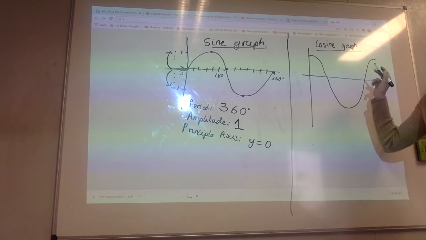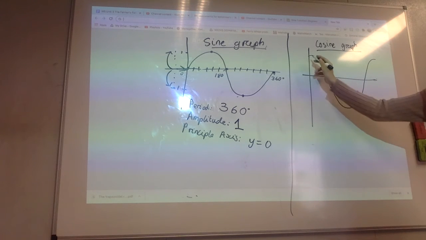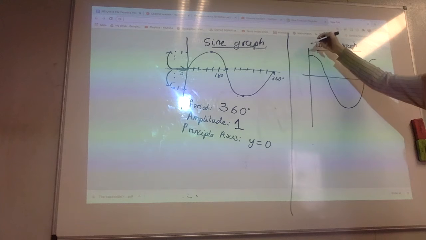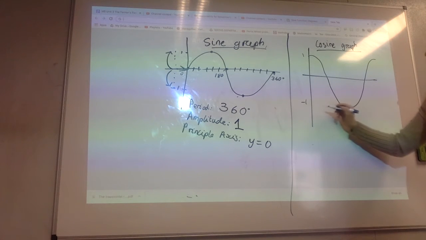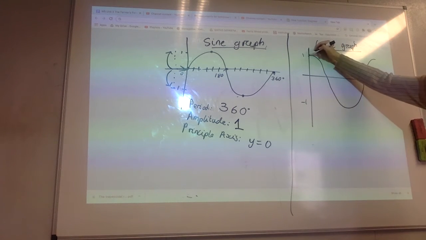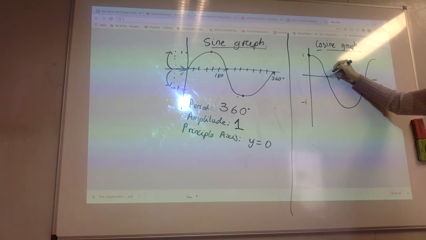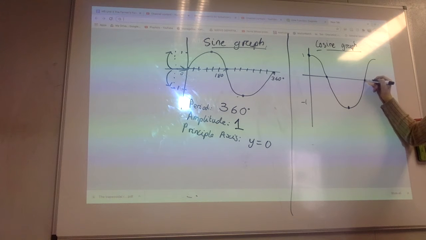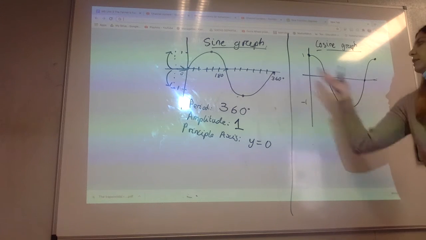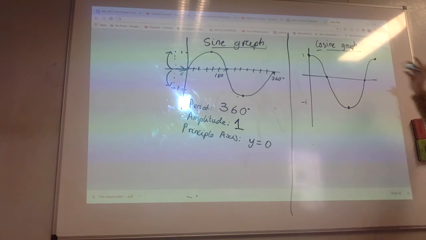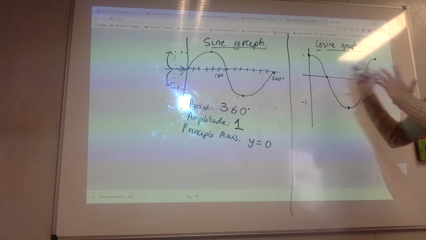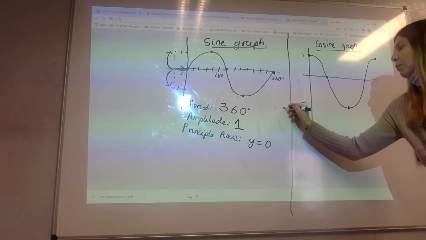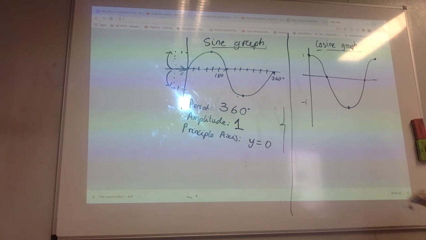So for the cosine graph, it's exactly the same concept. It goes from 1 to -1. The period again is 360. This time we're going from the max to the principal axis, to the min, to the principal axis, and then back up to the max again. People get confused because they think it looks different. It does look different, but when you keep repeating it, it looks the same. What we've done is just shifted it. So all our information here, period, amplitude, and principal axis, is exactly the same for the cosine graph.